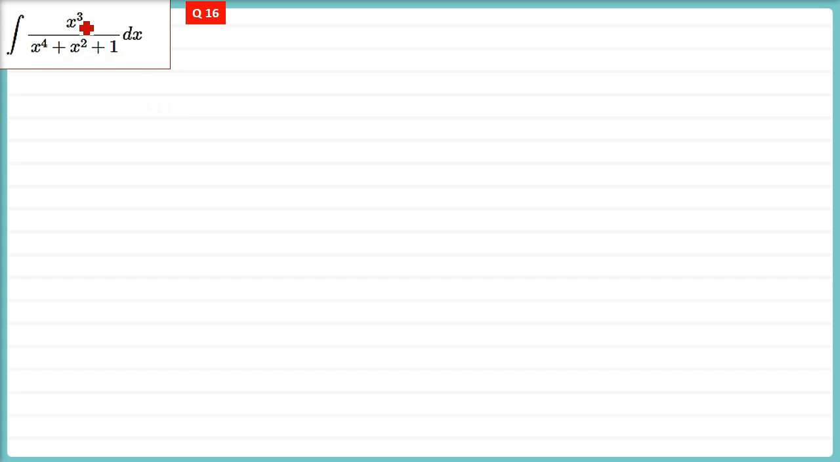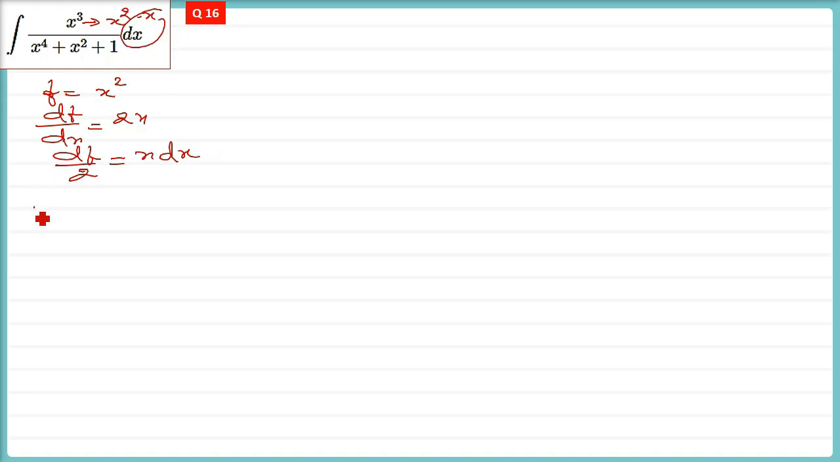Okay, this is a different kind of question because it's x cube. You can write x cube as x square into x. Now when you take this t as x square, dt by dx will be equal to 2x. So you have got x now. Dt by 2 is x dx. X dx is already in the numerator. So this x dx in the numerator is dt by 2. So the integration will become like this.